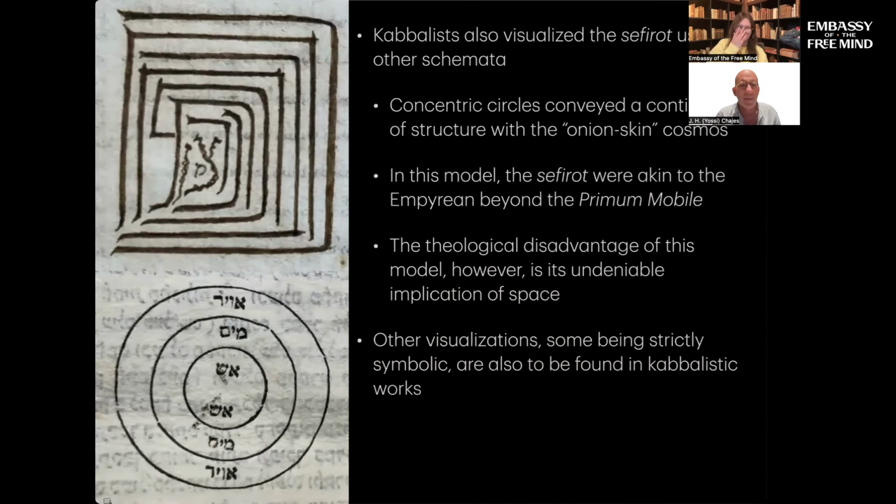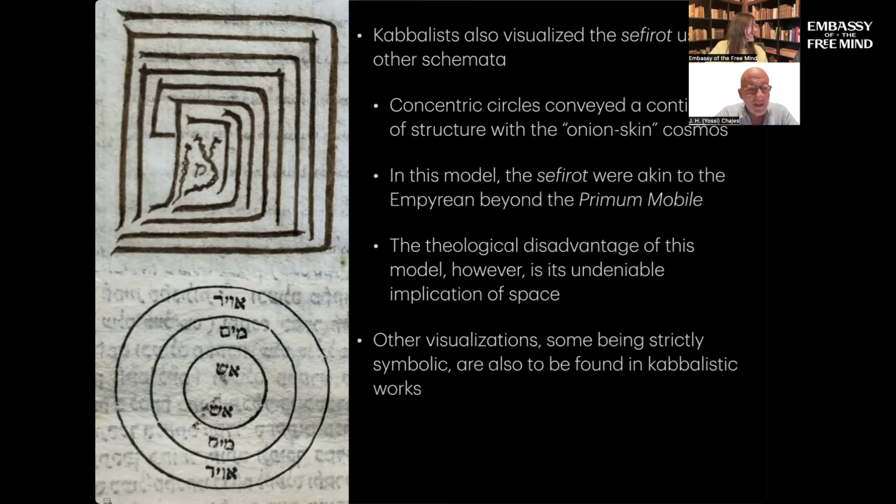Okay. The Sfirot were often visualized with other diagrammatic schemata, concentric circles. I actually have onion skins here. It's now the third time I think onions have come up this evening.